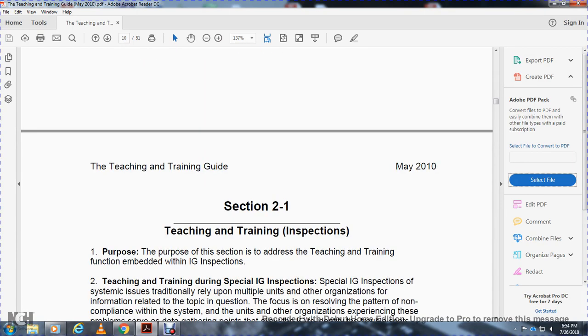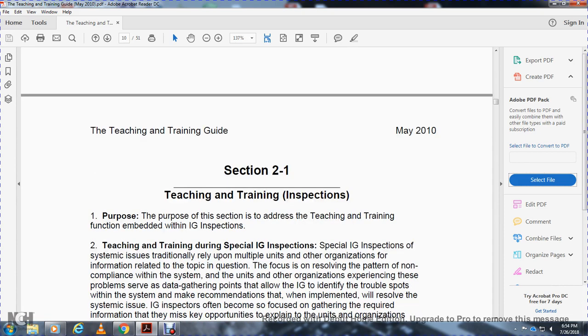Section 2.1, Teaching and Training Inspection. The purpose of this section is to direct the teaching and training function embedded within Inspector General inspections. Teaching and training during the Special Inspector General inspection: special inspections over a systemic issue traditionally rely upon multiple units and other organizations to relay information on the topic in question. The focus is to resolve patterns of non-compliance with the system, and units and other organizations with experience with these problems serve as data points that allow the Inspector General to identify the trouble spots within the system, making recommendations that will help resolve systemic issues.